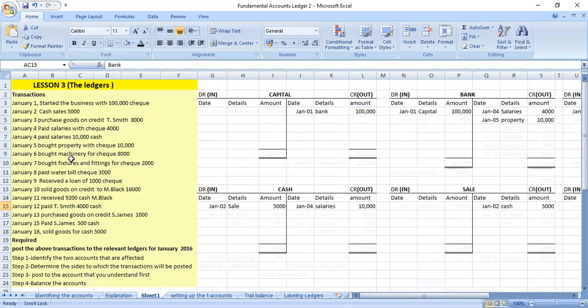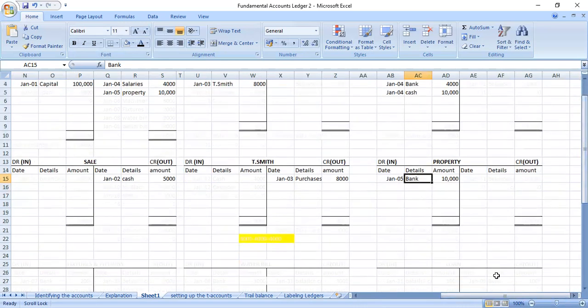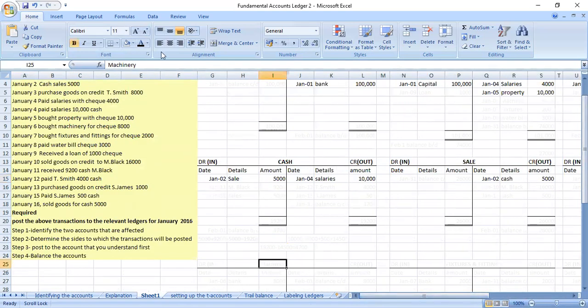January 6th, bought machinery for a check $8,000. Which two accounts are affected? Machinery and check. Check represents bank. Do we have a bank account? Yes. Do we have a machinery account? No. So we have to create one. Let us go ahead now and create our machinery account. Here's our machinery account, and we need to ensure that our T account is properly labeled.